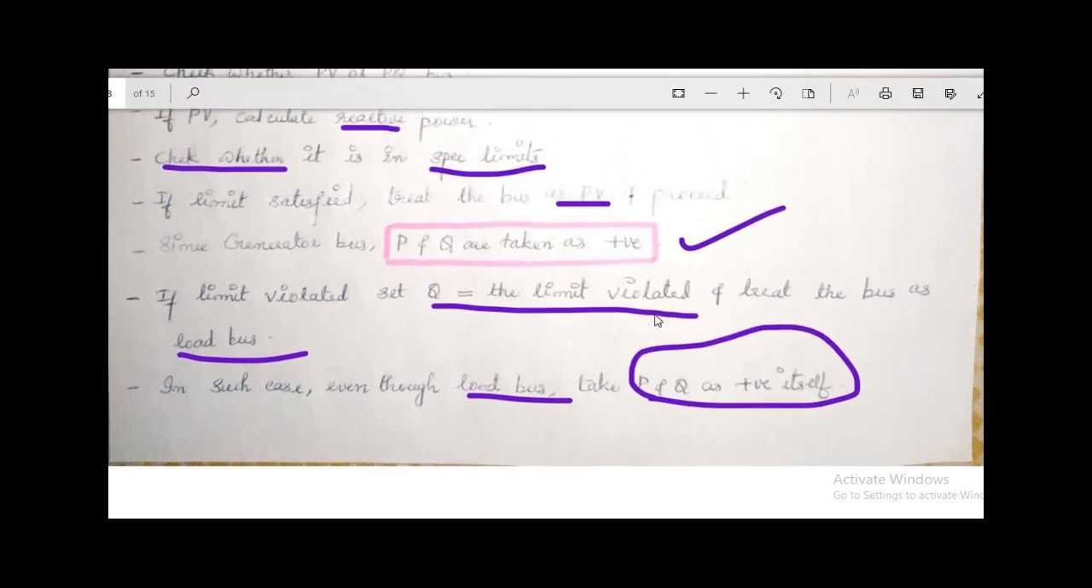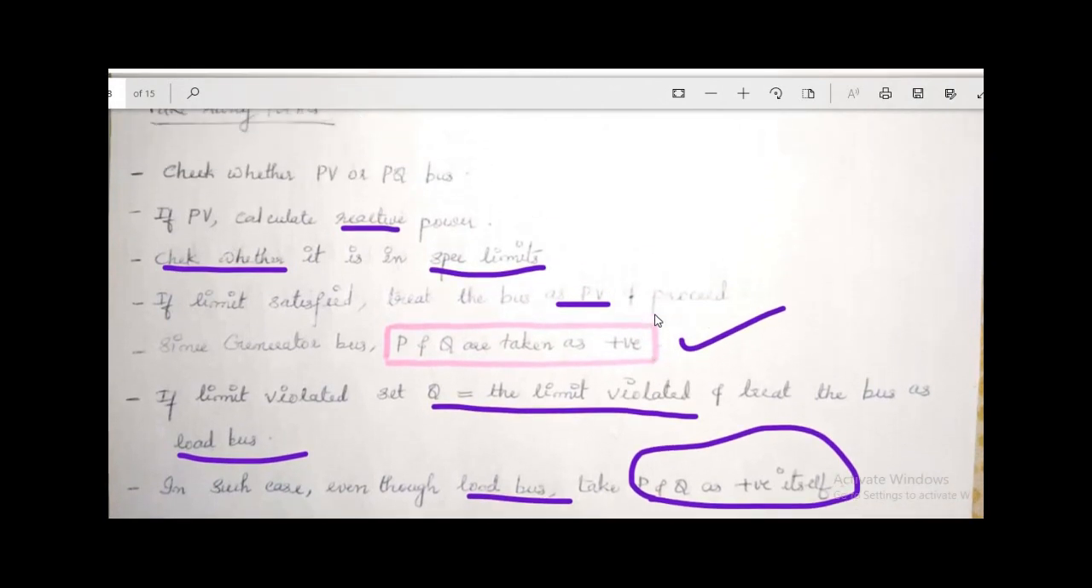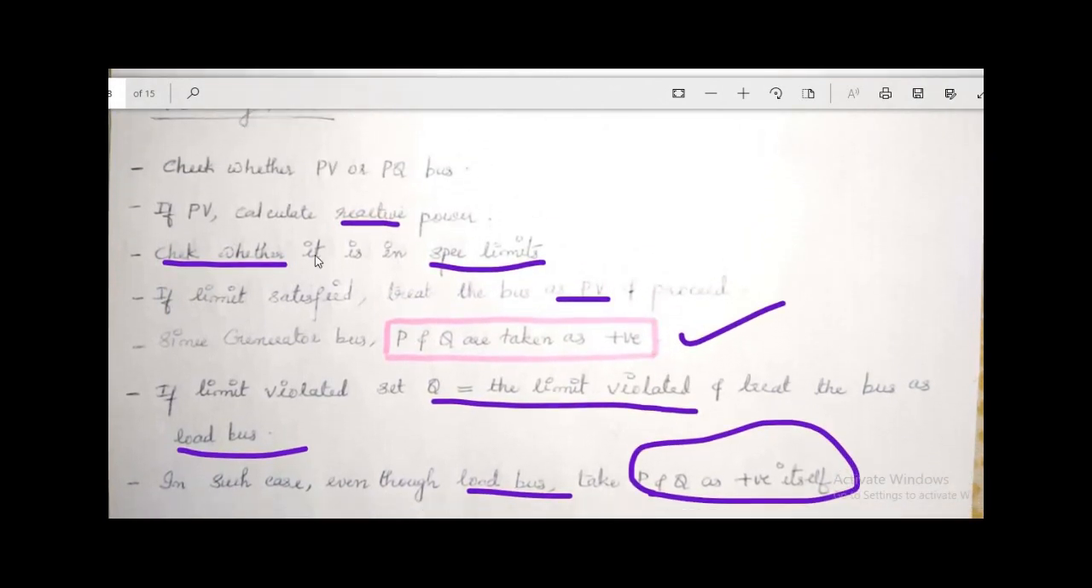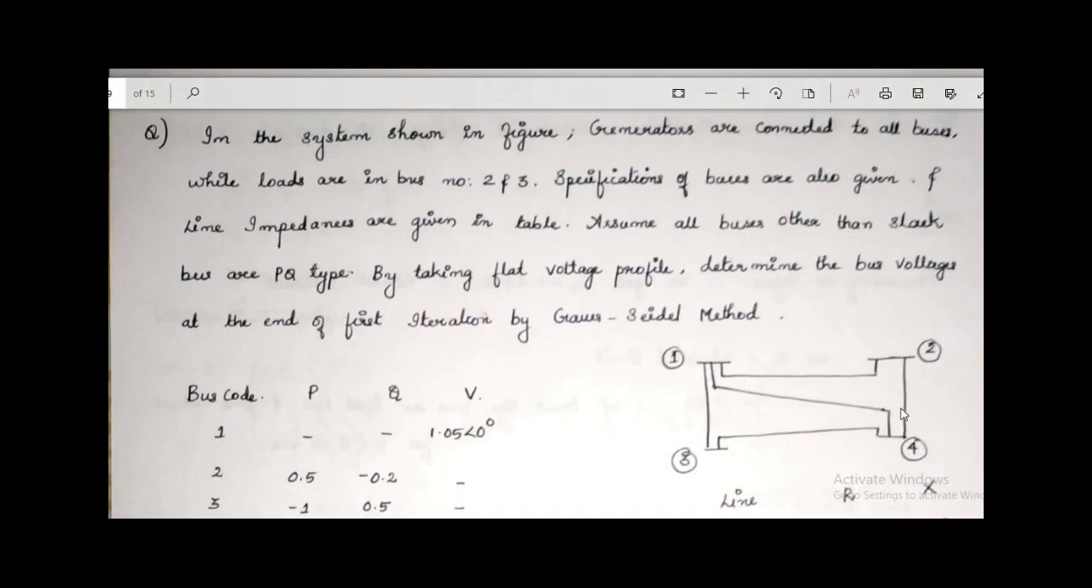So these are some points that need to be considered while doing the problem in the Gauss-Seidel method. Hope this much is clear to you. Then we will proceed to the next set of problems, to make you more familiarized with this method. Yet another question in the Gauss-Seidel method.